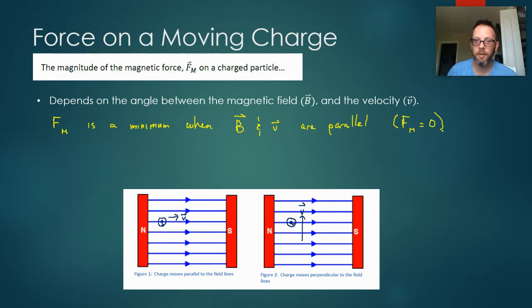It'll be zero. So in this first case, where a charge moves parallel to the magnetic field lines, that charge will not experience a force. It's just going to keep moving according to whatever its initial motion was. If it's in a straight line, it's going to continue in a straight line. It's not going to experience any force at all. And Fm is a maximum.